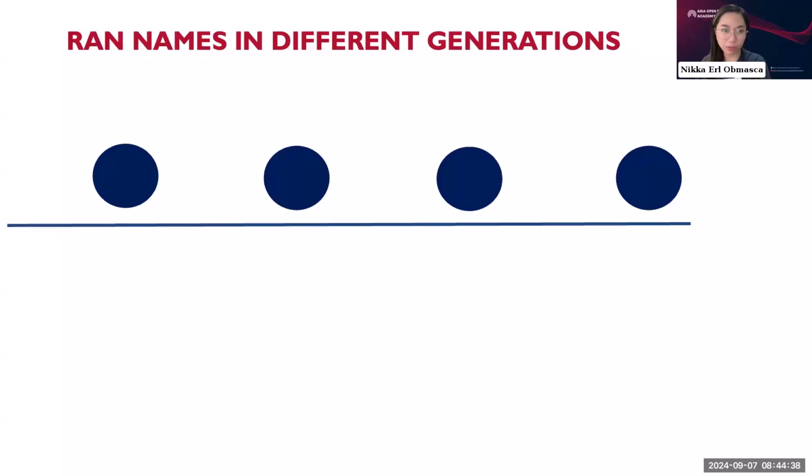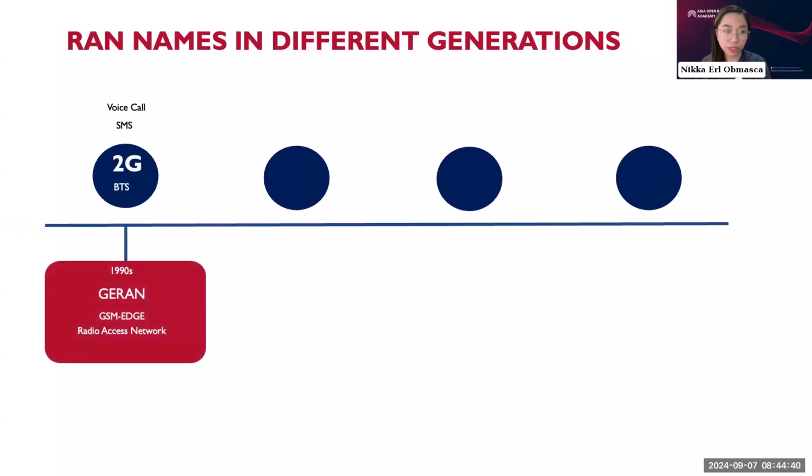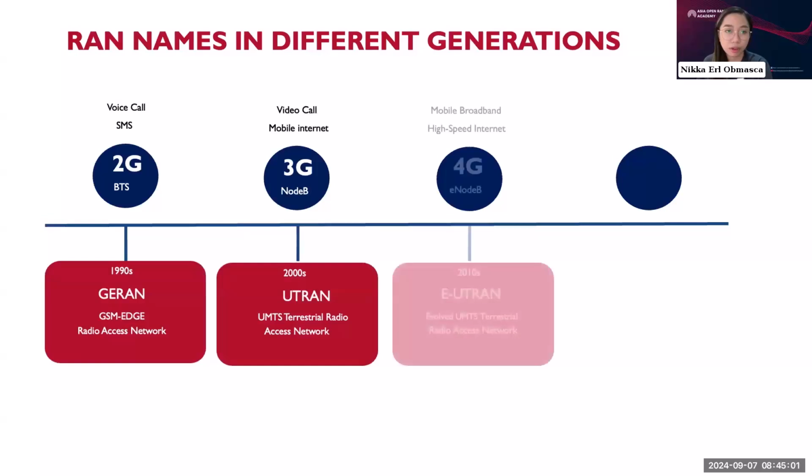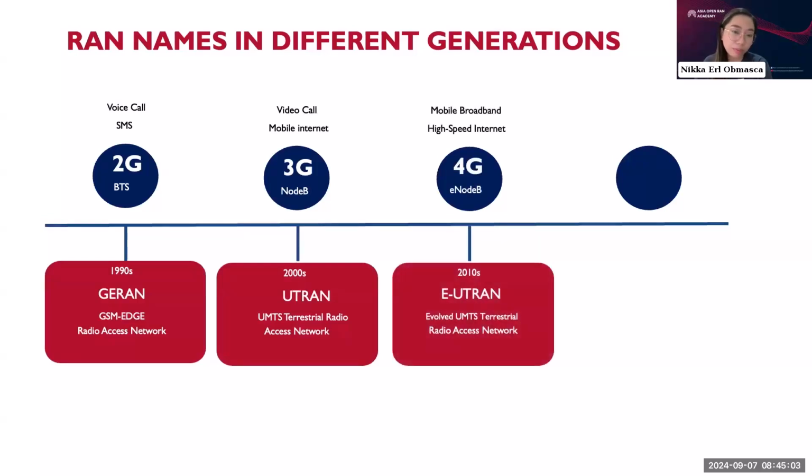So ano ba to? So for 2G, which have services like voice calling and SMS, we call it the GERAN. So yung GERAN stands for GSM Edge Radio Access Network. For 3G naman, we are using UTRAN or UMTS Terrestrial Radio Access Network. For 4G, we use EUTRAN, Evolved UMTS Terrestrial Radio Access Network.